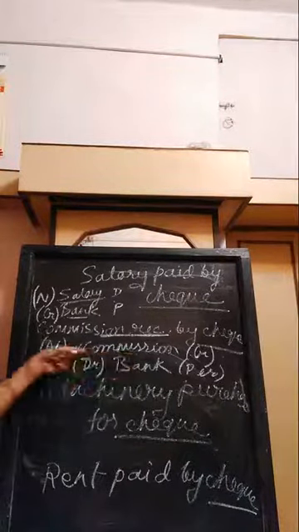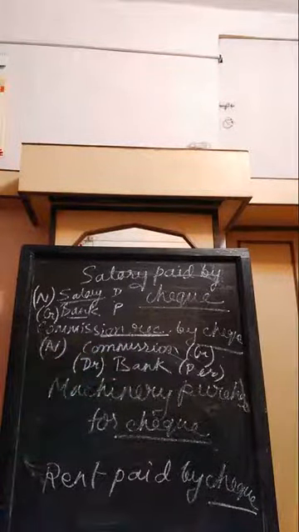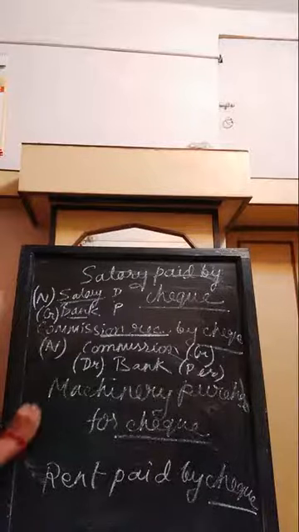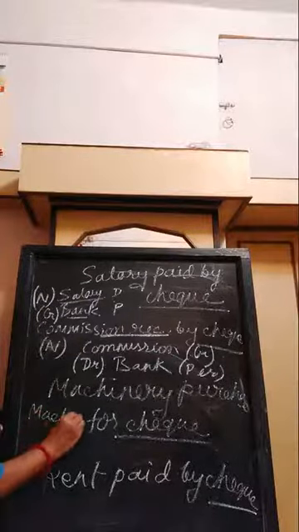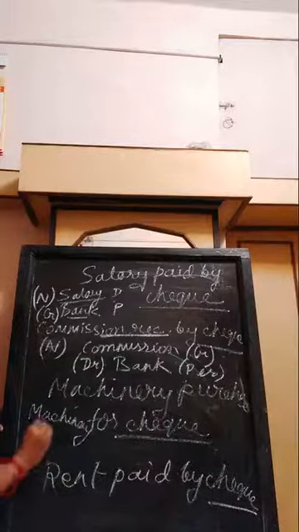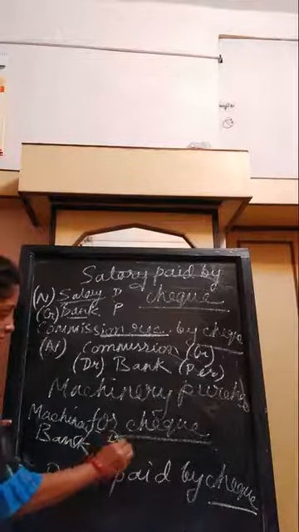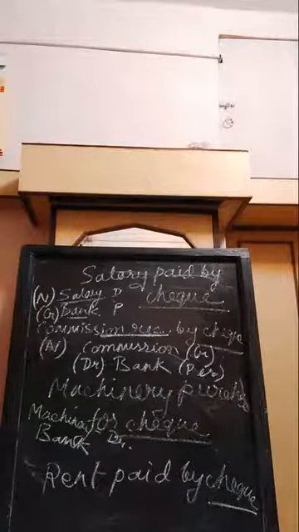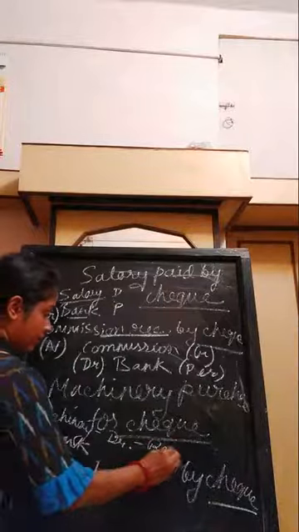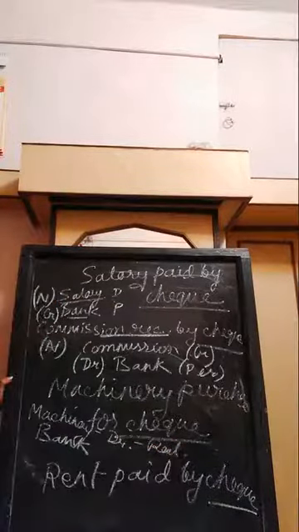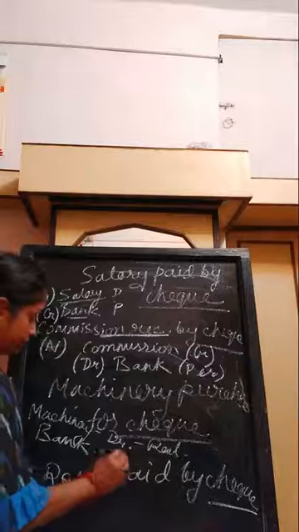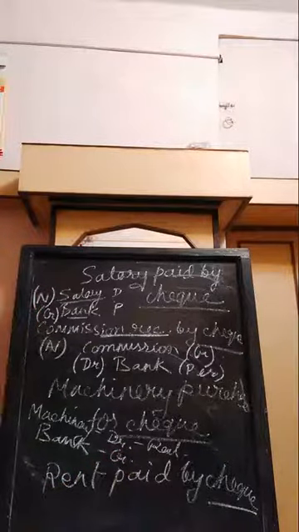And commission will be credit as this is income. In case of machinery purchase also, machinery will be debit. The two accounts involved will be machinery and bank, not cash. Machinery will be debit because the asset is increasing. According to real account, what comes in is debited. Machinery is coming in, that's why it is debit. And bank will be credit, because cash is going out through check.